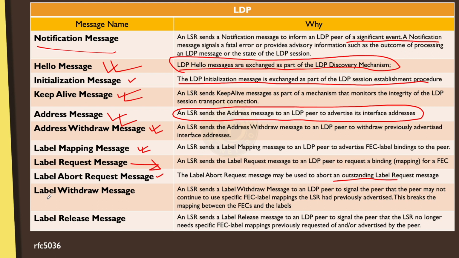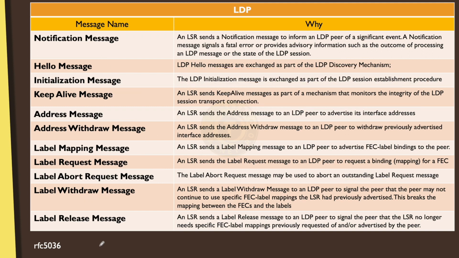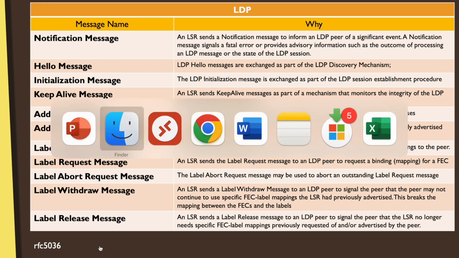And the withdraw message: address withdraw and label withdraw. Address withdraw is generated only if you delete or remove any prefixes. And label withdraw is sent if you delete or remove an assigned label, then the withdraw message goes on, right? You can learn more in RFC 5036 for more clarity. Now I will take you into the lab so that we can understand each and every message and how the neighborship gets established. So let me take you to the lab.